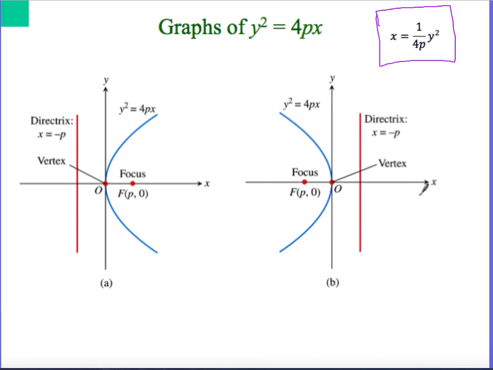The same properties hold true, that the focal width is the line that crosses through the focus and is perpendicular to the axis of symmetry. The focal width is the absolute value of 4 times p. If the p value is positive, this parabola is going to open to the right. If the p value is negative, now this parabola is going to open to the left. And p is still the distance from the vertex to the focus and from the vertex to the directrix. So it's just a matter of your axis of symmetry now being a horizontal line and your directrix being a vertical line instead of the reverse of that.